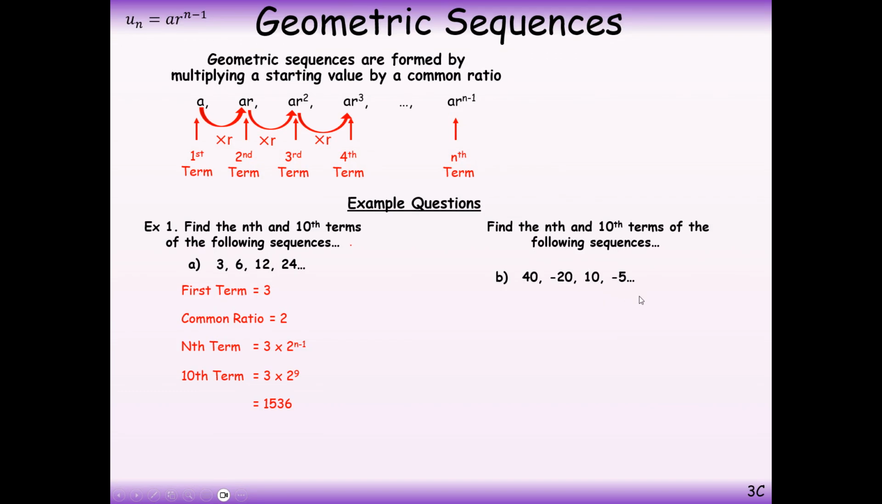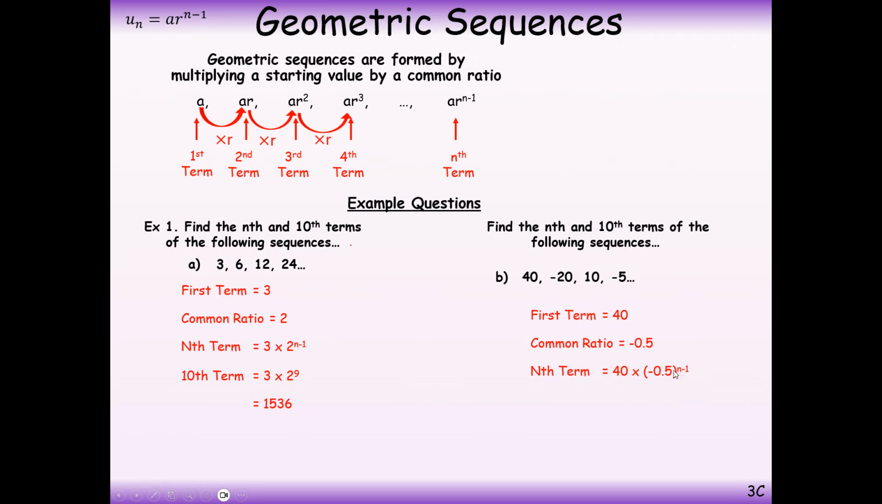Next question is asking us to calculate the 10th term in this geometric sequence. The common ratio is negative half. If you divide minus 5 by 10, you get negative half. Or if you divide any other term with its previous term, you get negative half.